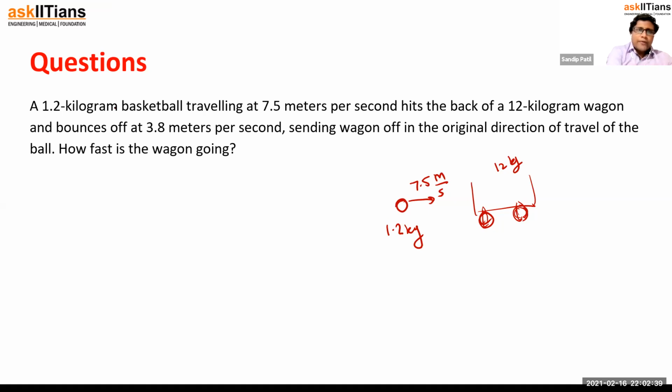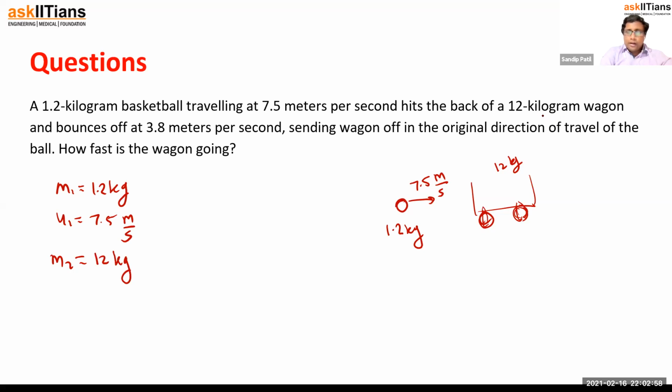So let's write the given. M1 is 1.2 kg. U1 is 7.5 meters per second. It hits the back of the 12 kg wagon, so the second mass is 12 kg. Initially, the cart or wagon was at rest. They haven't mentioned that the wagon was moving.